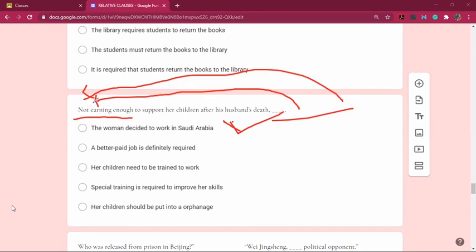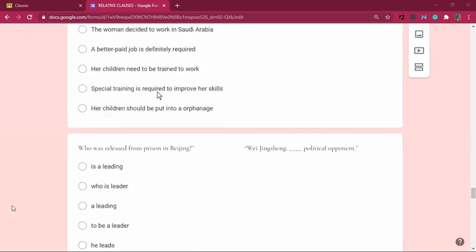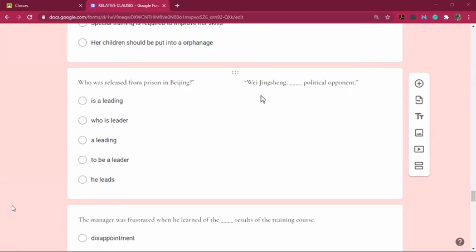So that's it. So next, who was released from prison in Beijing? Wei Jingsheng. Is it the right pronunciation? I don't know. So Wei Jingsheng, yeah. Okay. I'm not Chinese, miss. Okay. Blah, blah, blah. Political opponent. Wei Jingsheng. Who is leader? Who is a leader political opponent?